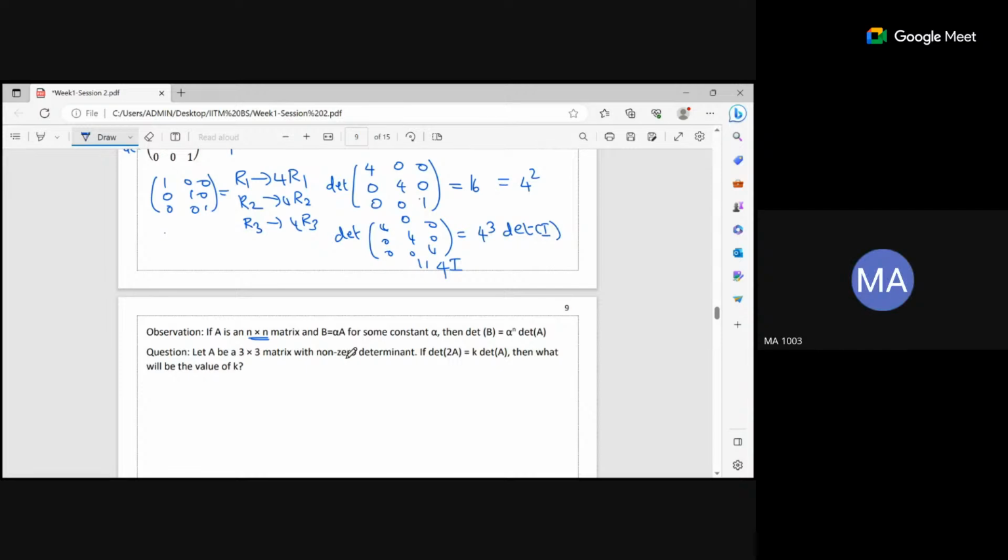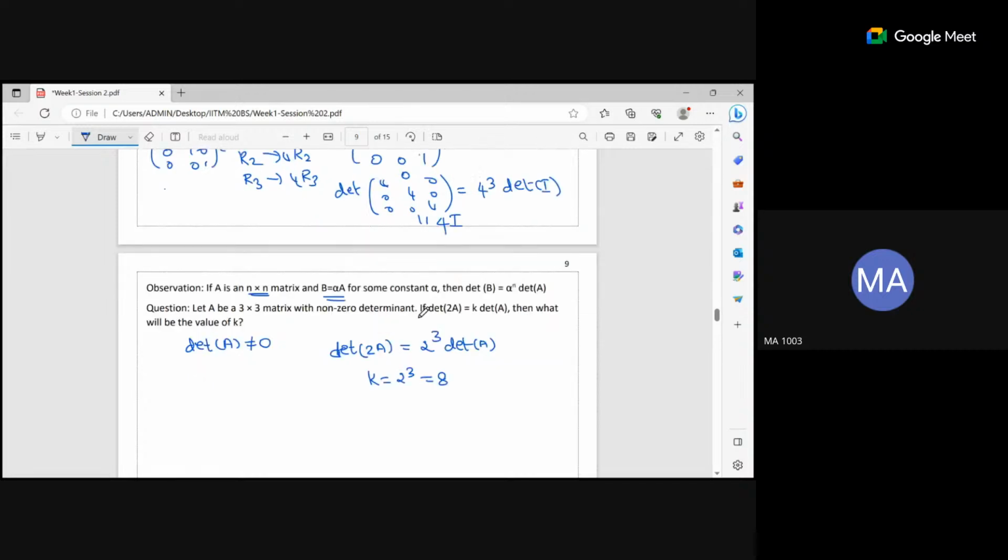See, you are having a 3 by 3 matrix and you know that the determinant is non-zero. Okay? And now they are saying that determinant of 2 times A is equal to k times determinant of A, this is given. Then what is the value of k they are asking. Now here we have to use the above observation. So what is the above observation? If B is equal to alpha A, here we are having 2A. Okay, let's call this matrix 2A as B.